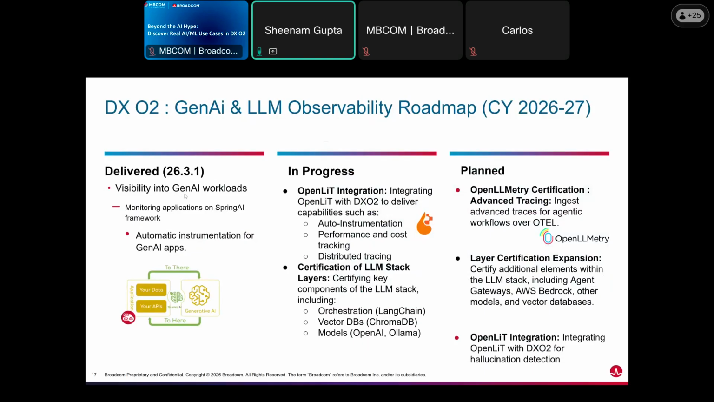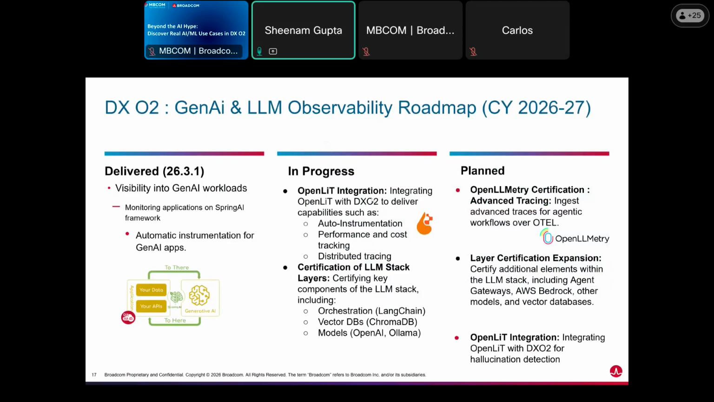We have already delivered the GenAI workload visibility for the Spring AI framework. And I know we are on the lookout for identifying other frameworks that the customers are looking at using more, because now that we have one framework cracked, I'm sure there's a standard and we can bring in other frameworks.